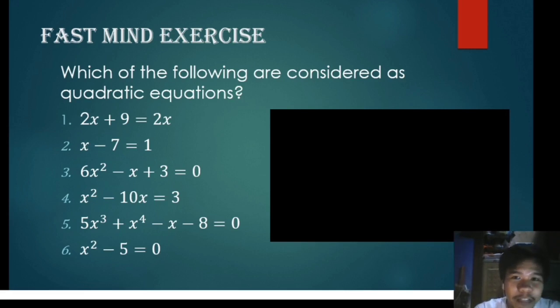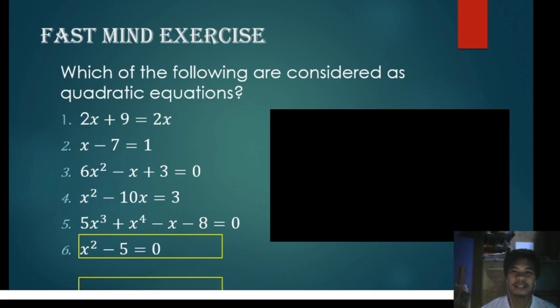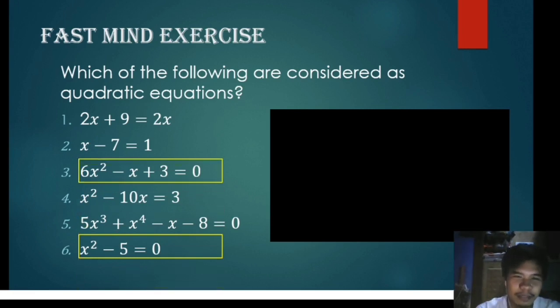Okay, which of the following are considered as quadratic equations? So we have equation 6, x squared minus 5 equal to 0. Equation 3, 6x squared minus x plus 3 equal to 0. And equation 4, x squared minus 10x equal to 3. So we have 3 equations here that are considered as quadratic equations.